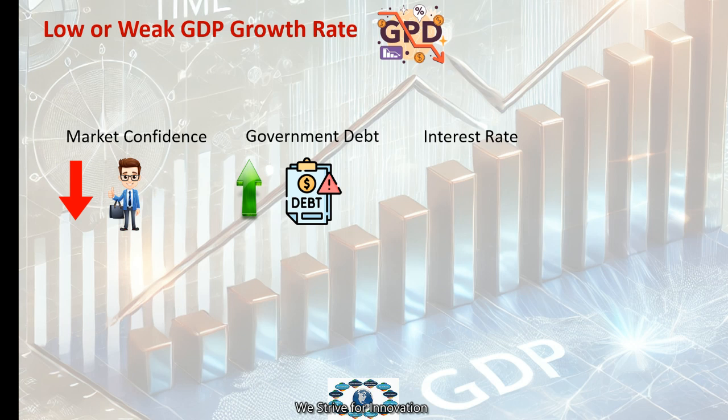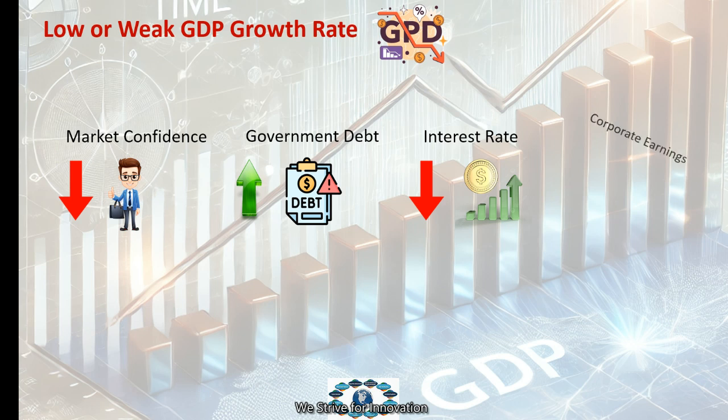If growth is slow or negative, what's going to happen? The Federal Reserve may lower interest rates to allow borrowing and stimulate the economy. They want the economy to be greased up, and money is the grease for the economy. So interest rate will go down.